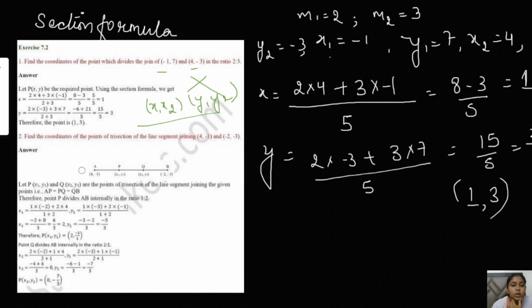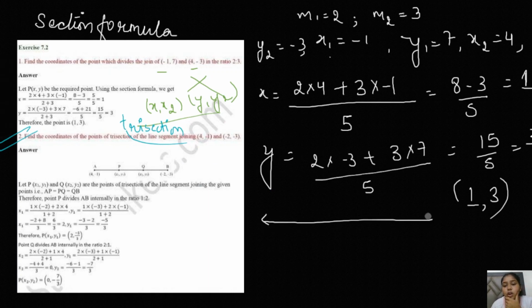Okay, so this particular question is a very important question from this chapter. This is a trisection type of question. Bisect means when you divide the line segment into two equal halves. Trisect means when you divide the line segment into three equal parts. So in that particular case, the ratio will be 1:1:1, like this only.